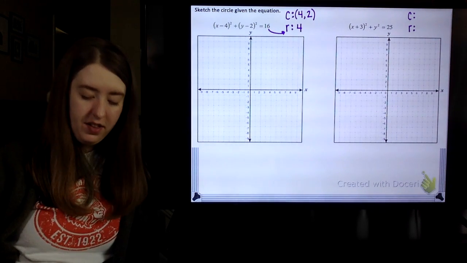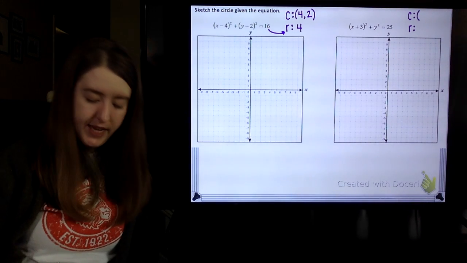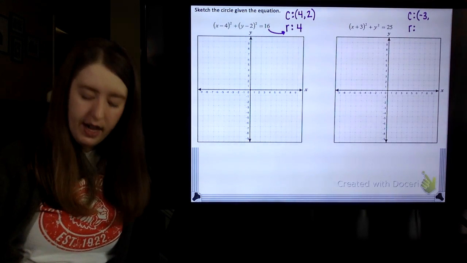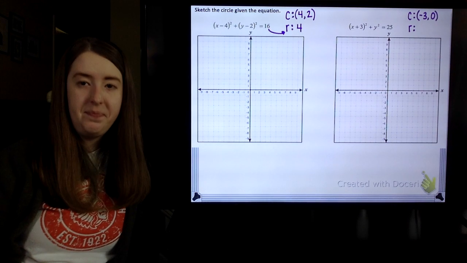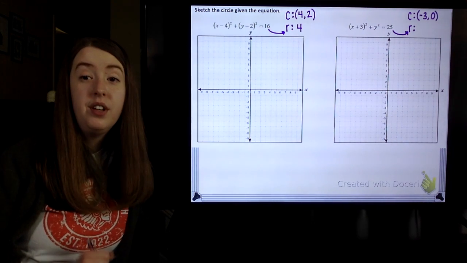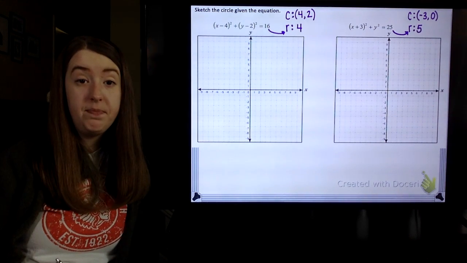Let's do the same thing over on the next side. My center, so since I have x plus 3, that means I need a negative 3. There's nothing in there with my y, so that means there's a 0 in there for my y. I need to take the square root of what my equation is equal to, so the square root of 25 gives me 5 for that radius.